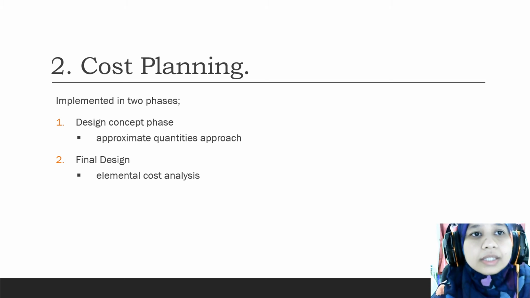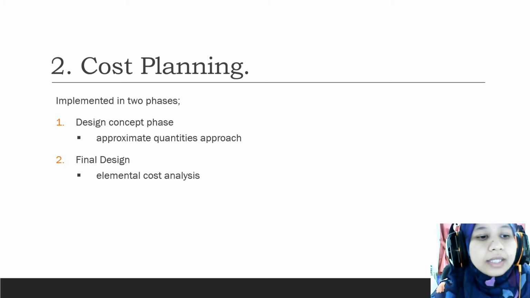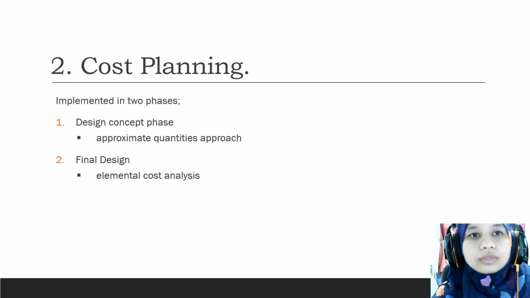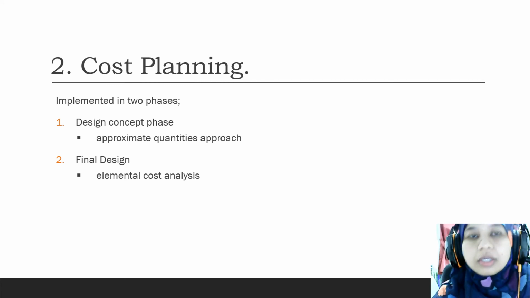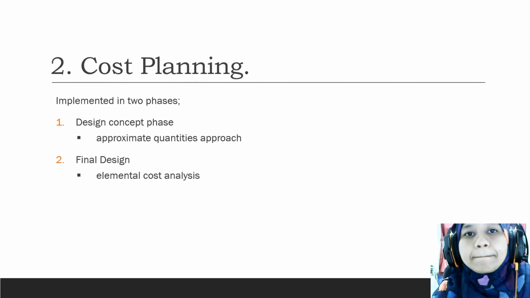The second one is final design. At this stage, we get the detailed drawing from the architect, so the elemental cost analysis approach will be used. So we can calculate and come up with an accurate estimation of the project cost. These two approaches of cost estimation will be based on previous cost analysis. Similar types of structure will be preferred according to the client's choice, either the client wants to build a single storey or double storey building.